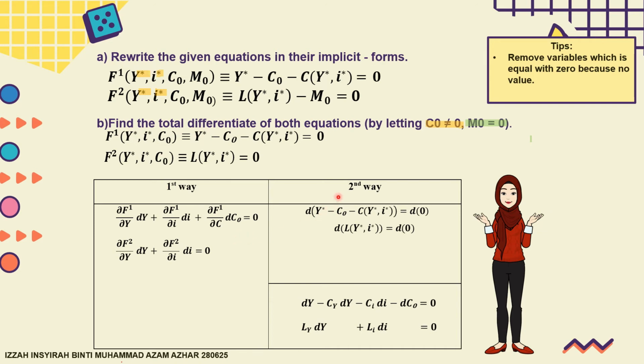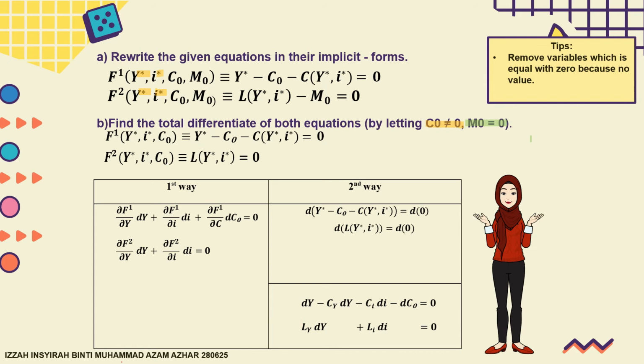Next, the second way is simpler than the first way. In the second way, we just put D, which refers to the notation of total differential, and we also need parentheses for both functions, including the 0. After that, we need to expand, as you can see in the answer in the second row of the second way. Then, we can continue our answer with the next presenter.